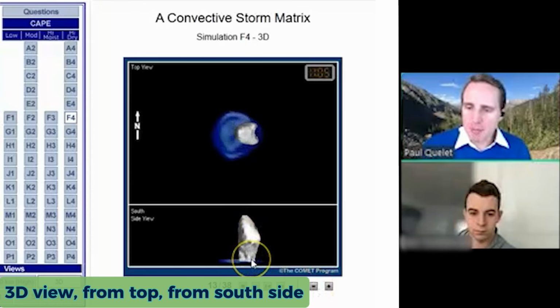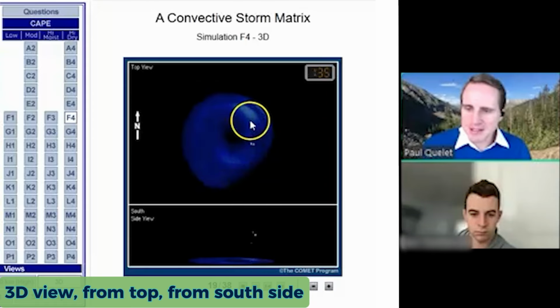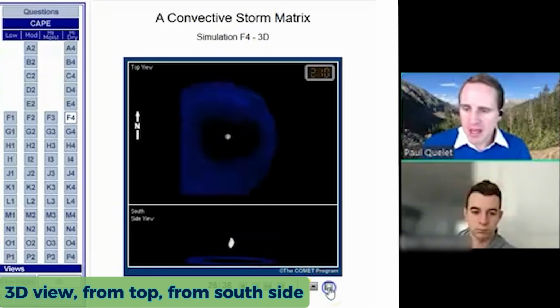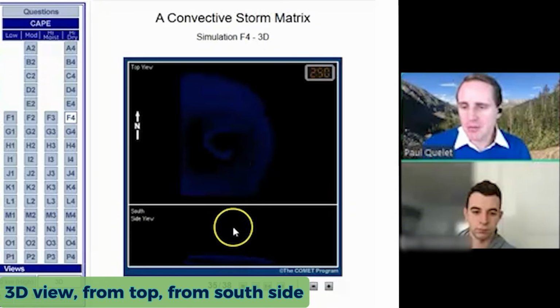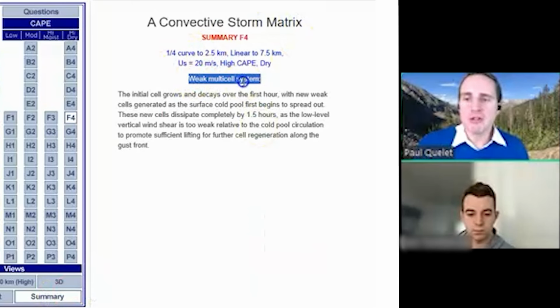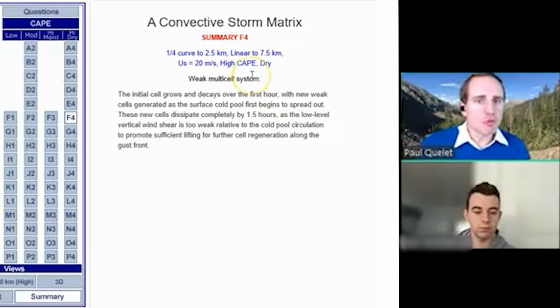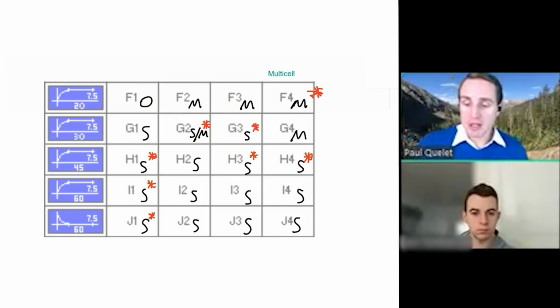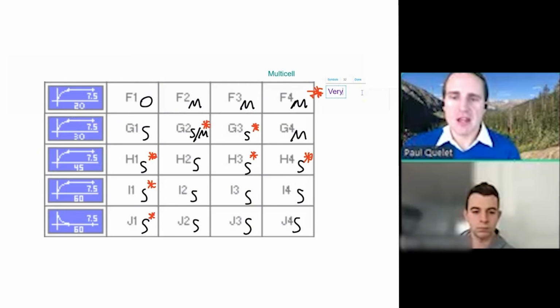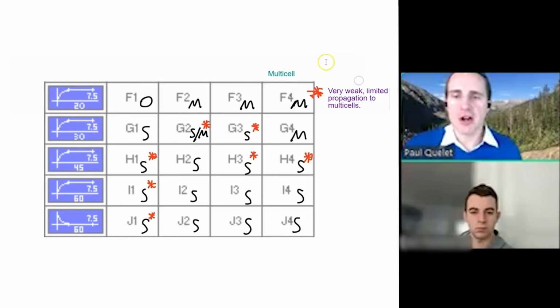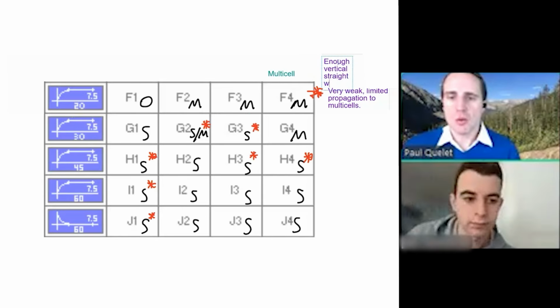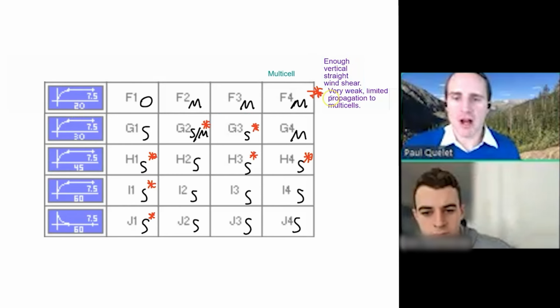Okay, so with that in mind, let's look at the 3D structure. The convection goes up, but it looks like it goes kind of more or less down. The cold pool spreads out, and then it initiates again over here, but not much. Weak multicell system. I would tend to agree with that, but at the same time, it's almost ordinary. The only reason I would say multicell here is that there's more than one updraft and there is some propagation. I would say very weak, limited propagation to multicells. It turns out there's enough vertical, straight wind shear, but you're also going to have lots of dry air entrainment.